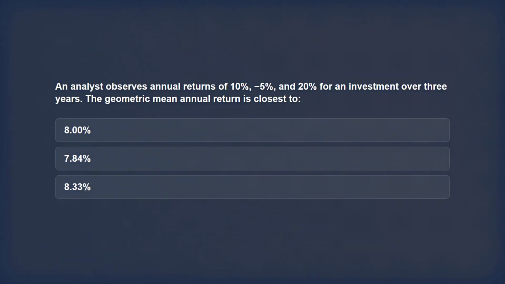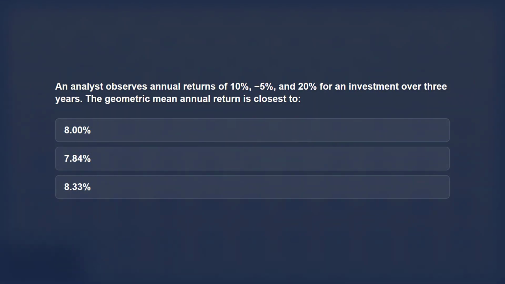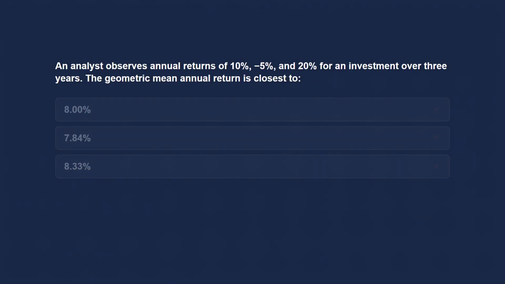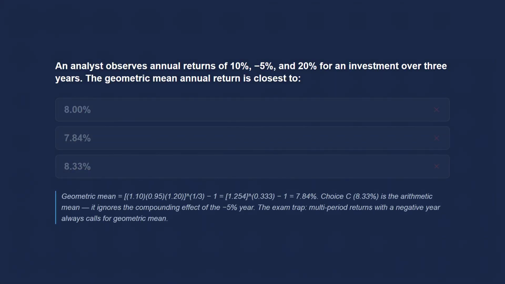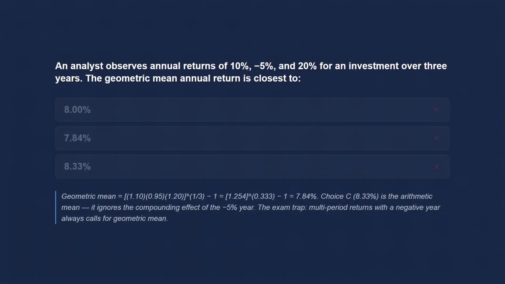Answer is B. Geometric mean equals 1.1 times 0.95 times 1.2, all raised to the 1/3 power, minus 1. That product is 1.254. The cube root is 1.0784. Subtract 1, 7.84%. Choice C, 8.33, is the arithmetic mean. Choice A, 8, is a common rounding distractor.